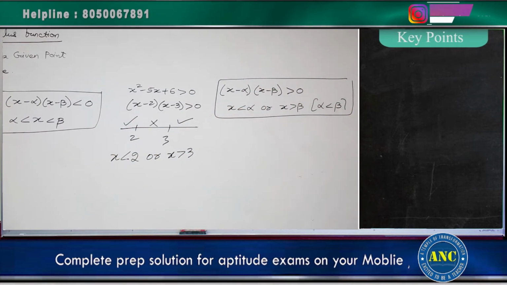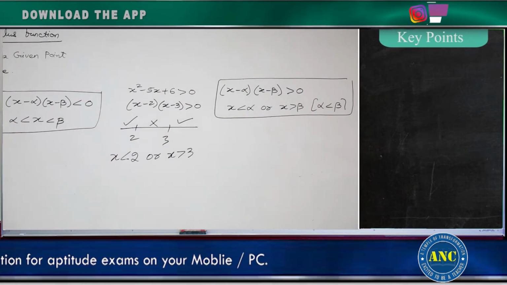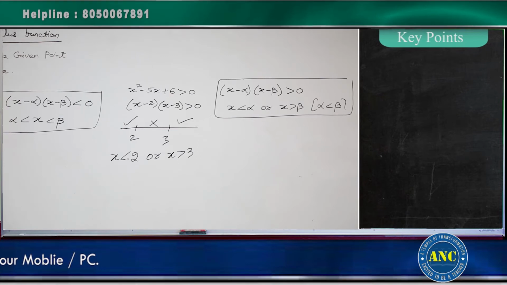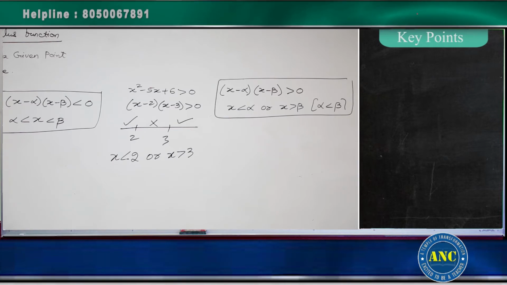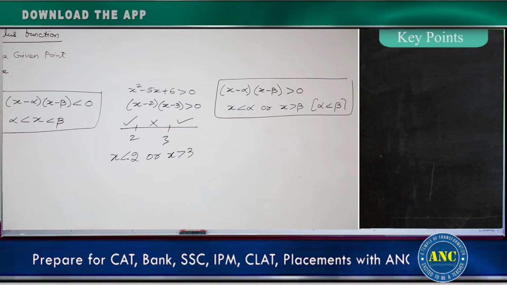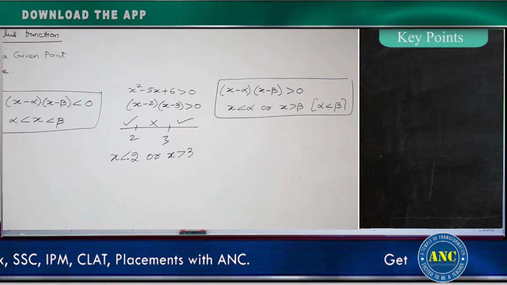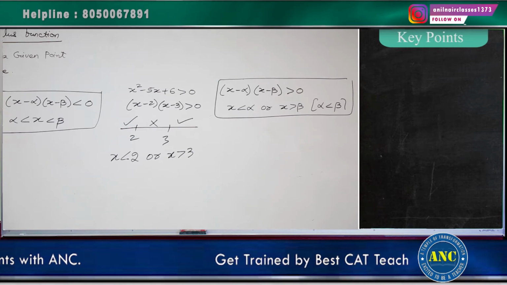Please write down this. Then we will see its application. If the equation has less than, it lies between the two roots alpha and beta. If the equation is greater than, x will be less than alpha or x will be greater than beta. If the equation is less than, x lies between alpha and beta. If the equation is greater than, x is less than alpha or x is greater than beta.